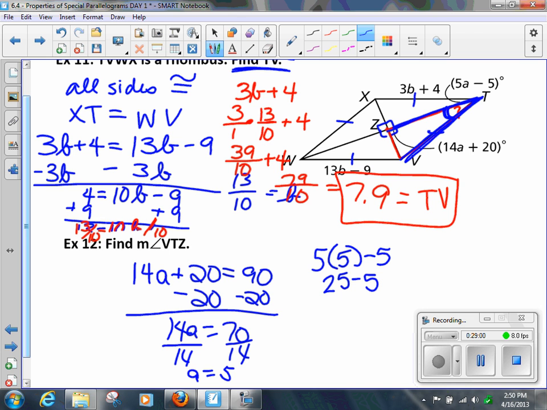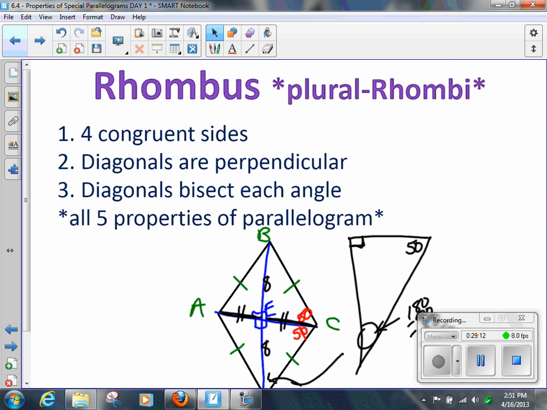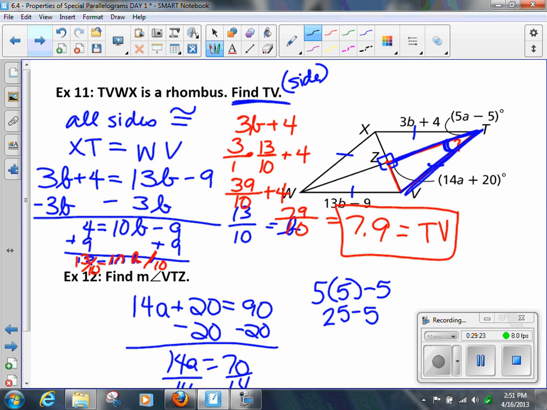What do you know about the angles? They are bisected by the diagonals. Go back and look at your properties. Diagonals bisect each angle. That means that those angles in the corners are equal to each other. What's 25 minus 5? 20. So that means this angle is 20. What's this one right here? 20 degrees. That's your angle, VTZ. 20 degrees.